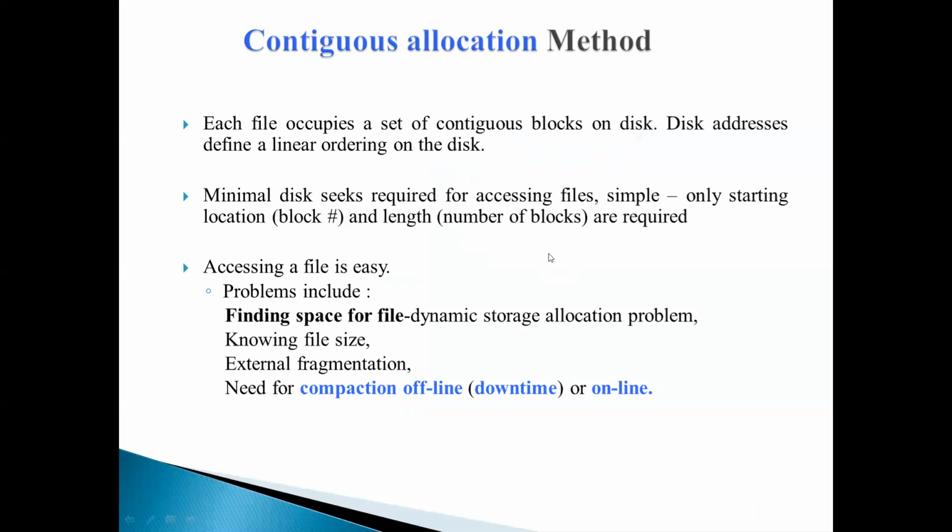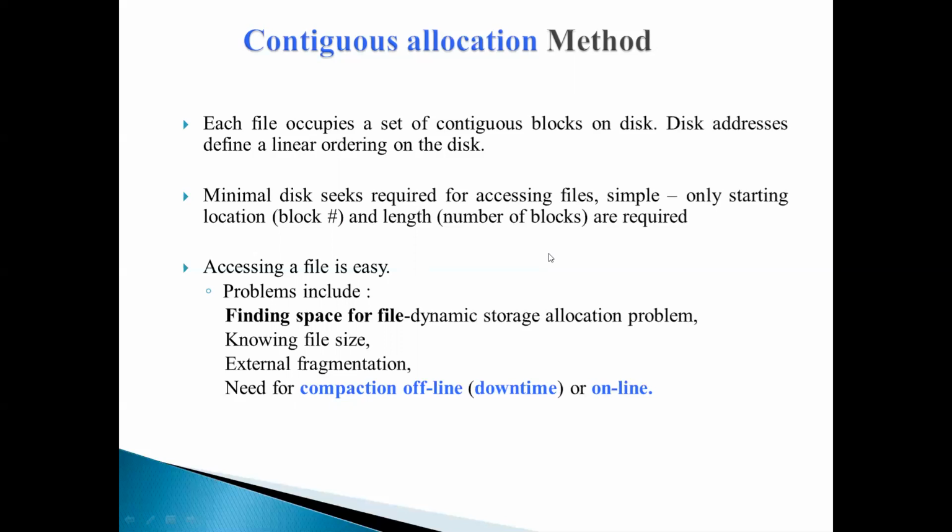So seek time is very less in your contiguous allocation, and accessing a file is very easy, both in sequential access as well as in random access. In sequential access, the file system always remembers the disk address of the last block which it has referenced. So whenever it's necessary, it will read the next block because it knows the disk address of the last block. The next block is going to be very next to the last block.